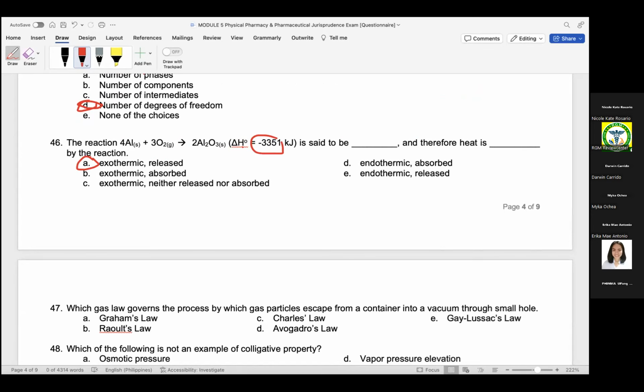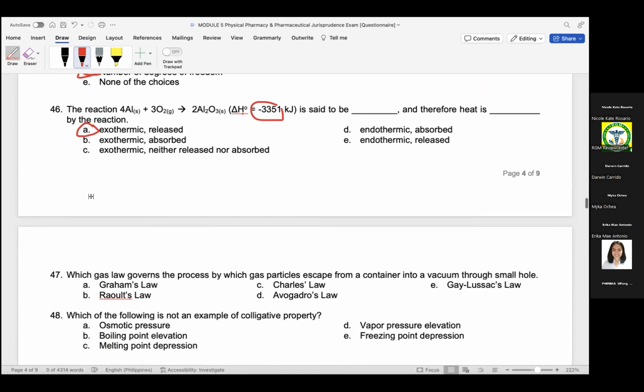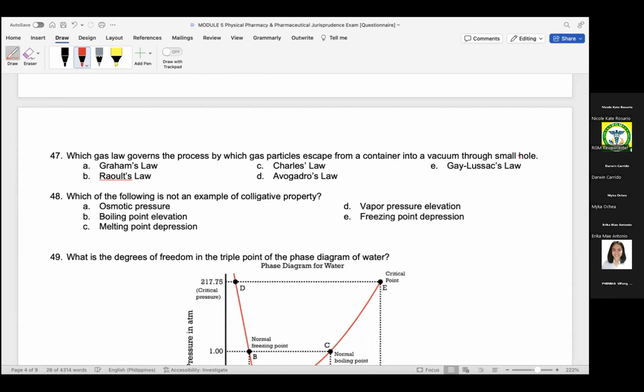Next, number 47. Which gas law governs the process by which gas particles escape from a container into a vacuum through a small hole? As I mentioned earlier, this is the movement of gas through a small hole, governed by Graham's law of effusion. Raoult's law is the vapor pressure of a liquid. Charles' law is the relationship between volume and temperature. Avogadro's is the relationship between volume and moles of gas. And Gay-Lussac's law is pressure and temperature of gas. So Graham's law of effusion is the correct answer here. Number 47 is letter A.